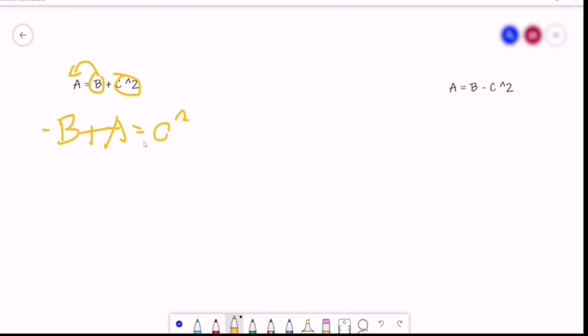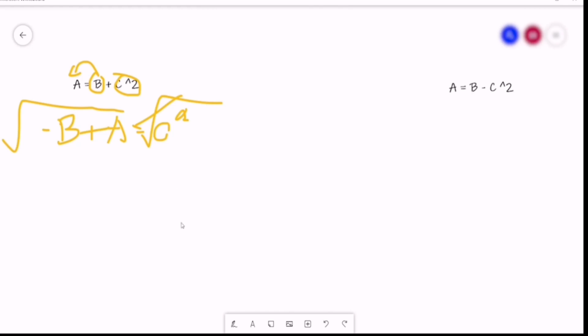Of course, we're not done with that yet. So all we have to do then, in order to eliminate that squared, is to square root it. Square root both sides. Okay. So after square rooting both sides, we are then left with the resulting formula, which is C equals square root of A minus B. So let me just add that square root. And there we have it.